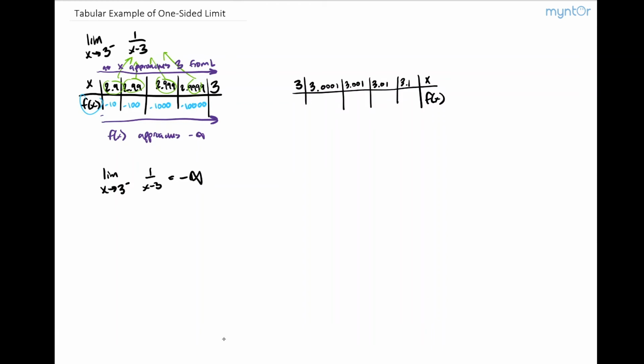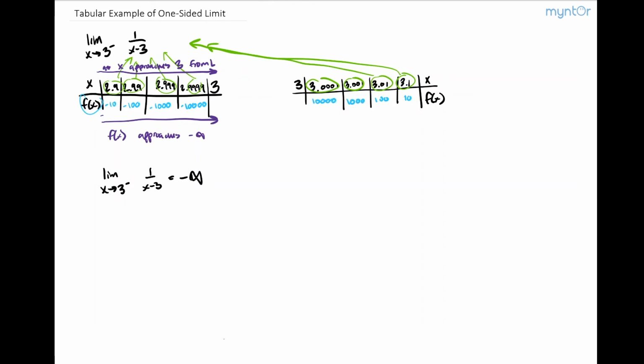And just like before, we'll plug in 3.1 into our original function, and we'll get that this is equal to 10. And if we plug in 3.01 into our original function, we'll get that this is equal to 100. And if we do that for 3.001 and 3.0001, we'll get that these values are 1,000 and 10,000.